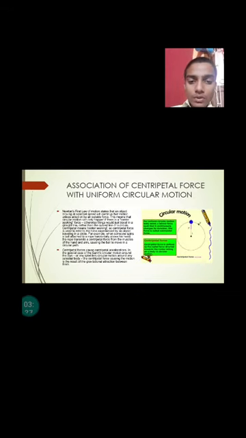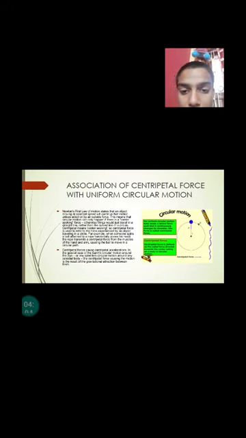Now I would like to explain how centripetal force is associated with uniform circular motion. Newton's first law of motion states that an object moving at constant speed will continue that motion unless acted on by an outside force. This means that circular motion can only happen if there is a center-seeking force. Otherwise, things would just travel in a straight line rather than a curved line or a circle.